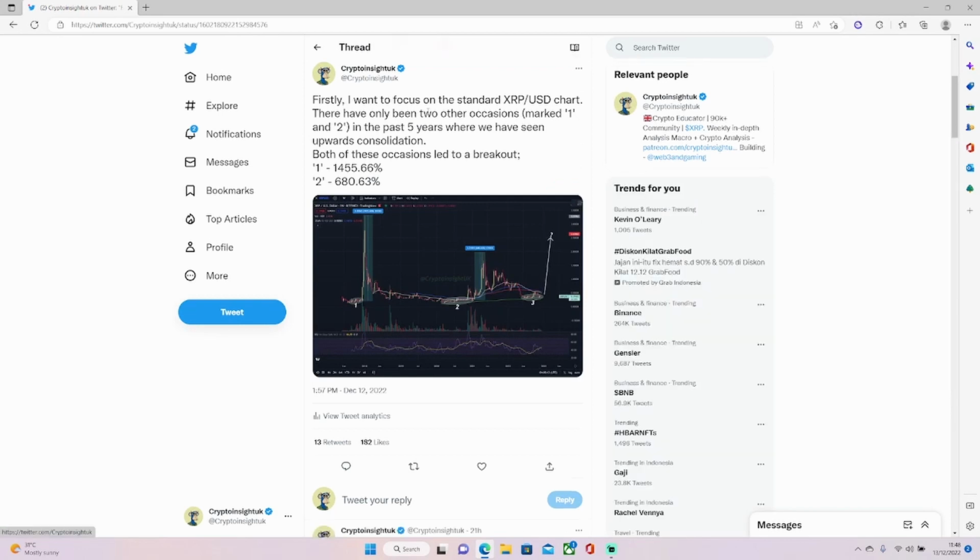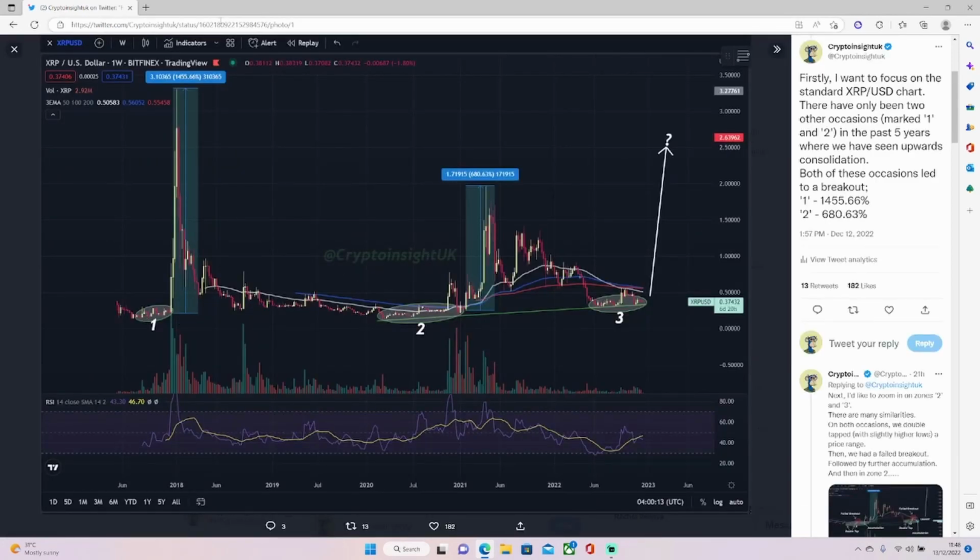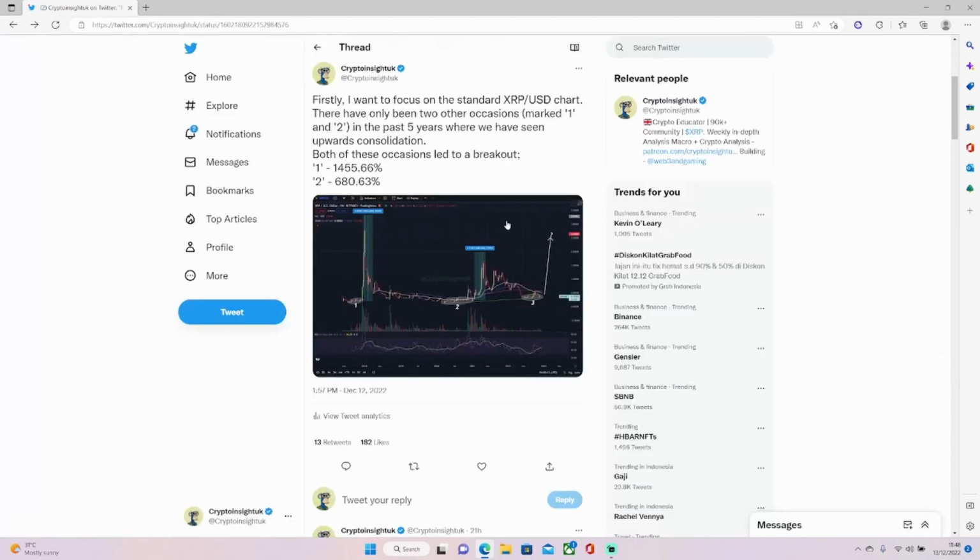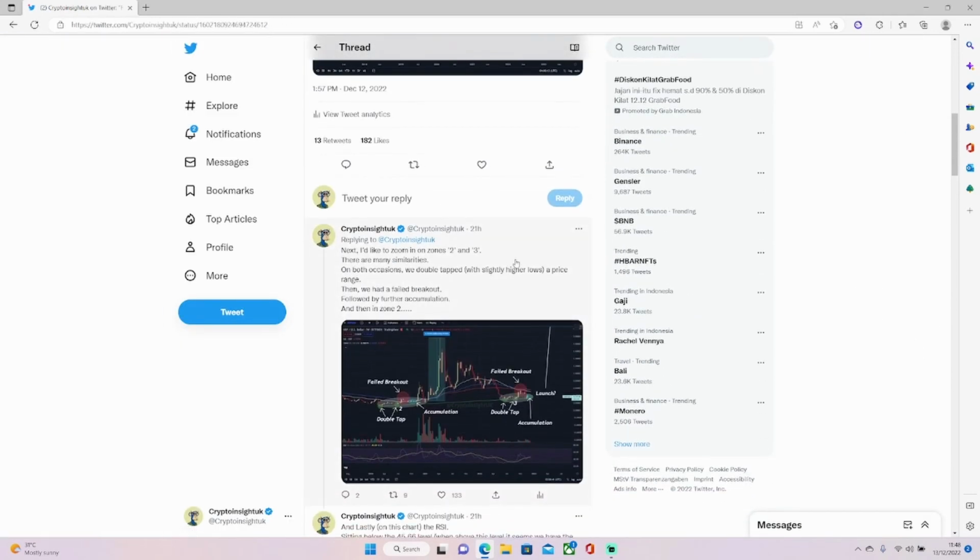So firstly, I want to focus on the standard XRP USD chart. There have been only two occasions, marked 1 and 2, in the past where we've seen upwards consolidation or accumulation. Both these occasions have led to a breakout. Zone 1 has led to a 1,455% breakout, and Zone 2, 680%. As you can see, Zone 1 there, boom. Zone 2 here, boom. And then we're going to break down a bit more detail in the next tweet.